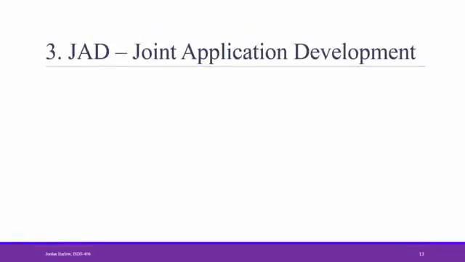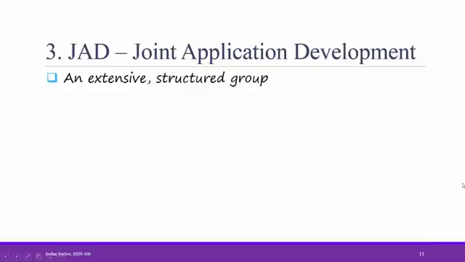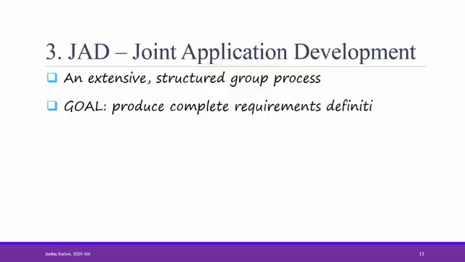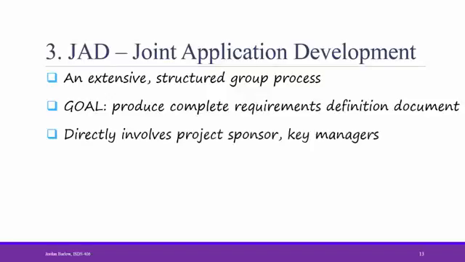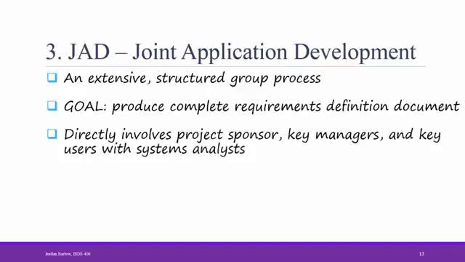The third technique for gathering systems requirements is JAD, Joint Application Development. JAD is also sometimes referred to as Joint Application Design. JAD is an extensive, structured group process. The goal is to complete requirements definition document as a group. You directly involve the project sponsor, key managers, and key users with the systems analysts. All of these people come together in one session.